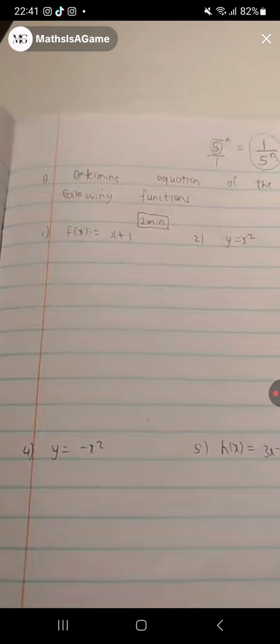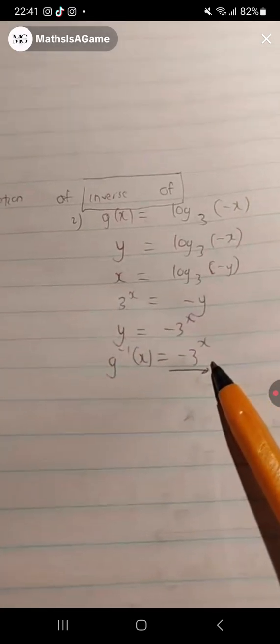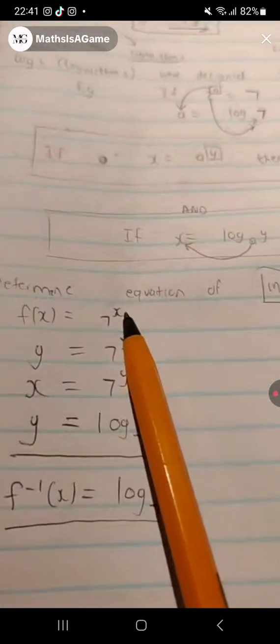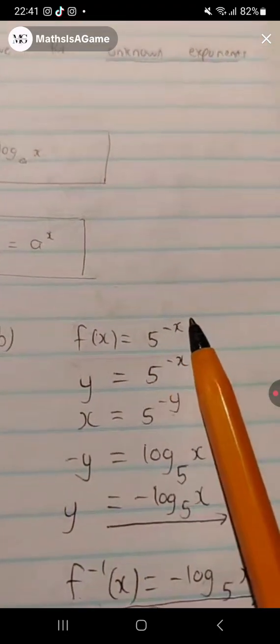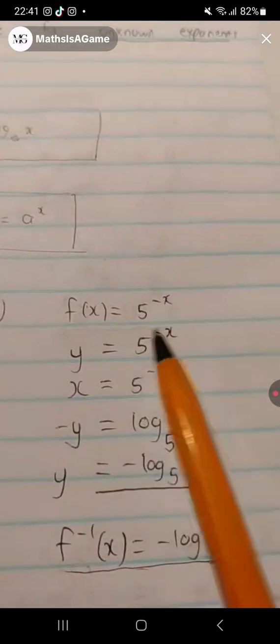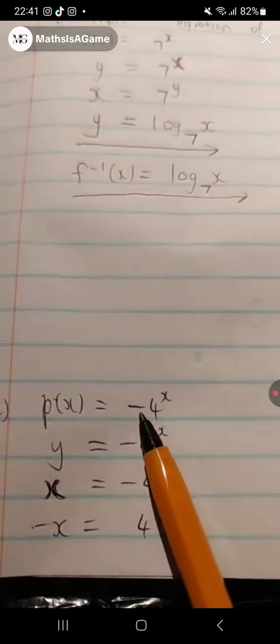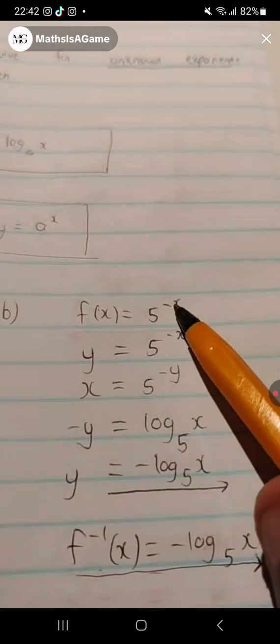No, it won't apply, because in the previous questions there was no negative exponent. Here we were given a positive exponent, and here we were given a negative exponent. We are working with what we are given. It's fine, this is fine, that is fine. Here there's no negative exponent, so you work with what you are given.